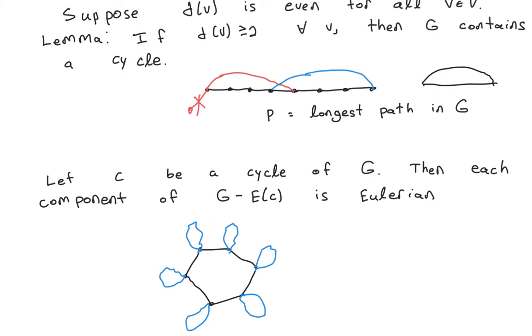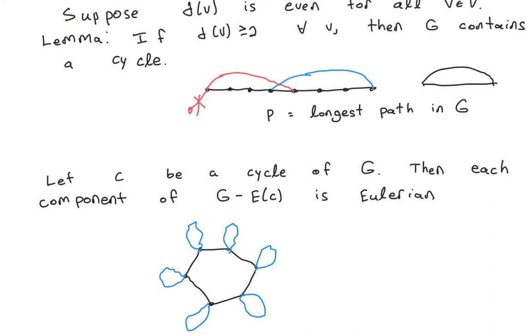Since the degree of each vertex on a cycle is exactly 2, then in this graph, you've either kept the degree of every vertex the same, or you've changed it by decreasing it by 2. So in this graph, every vertex is even degree. By induction, it is Eulerian. So it has an Euler tour.